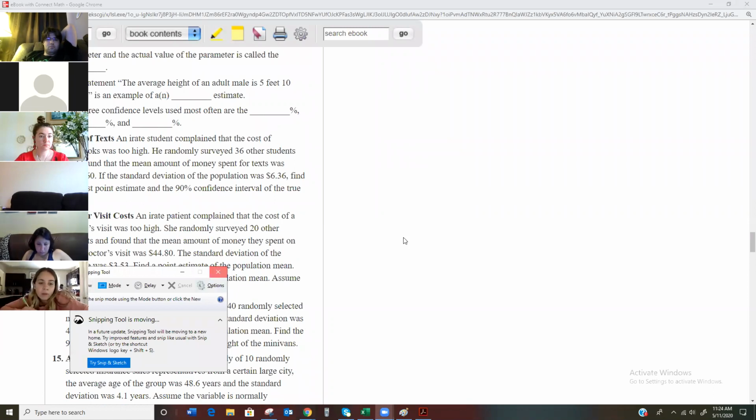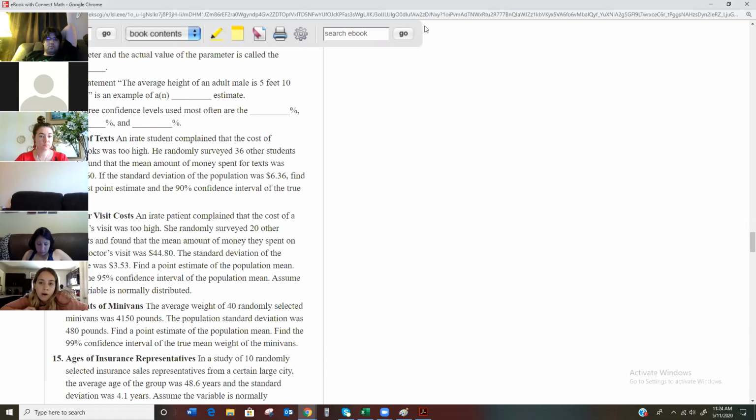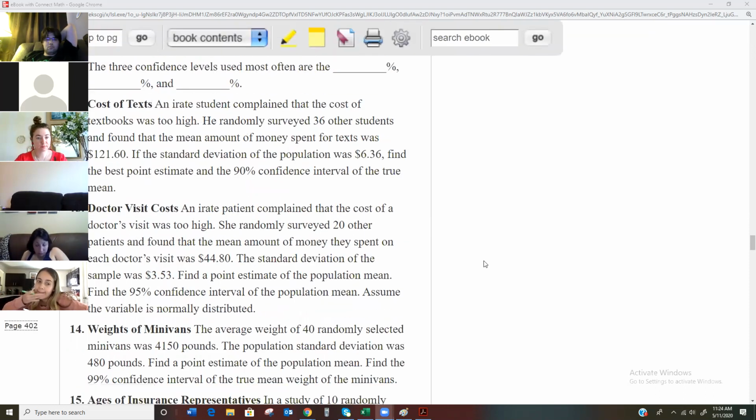Let's go with number 13 here. Okay, so doctor visit costs. It says an irate patient. Can you guys all see that? Or is it too small? See if I can make it bigger. Ah, there we go. Okay, so number 13 there. An irate patient complained that the cost of a doctor's visit was too high. She randomly surveyed 20 other patients and found that the mean amount of money they spent was $44.80 and the standard deviation of the sample was $353.